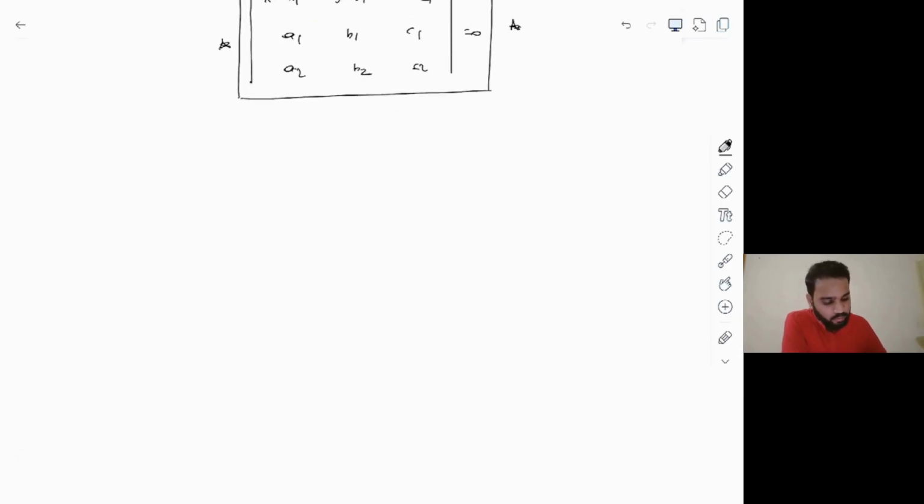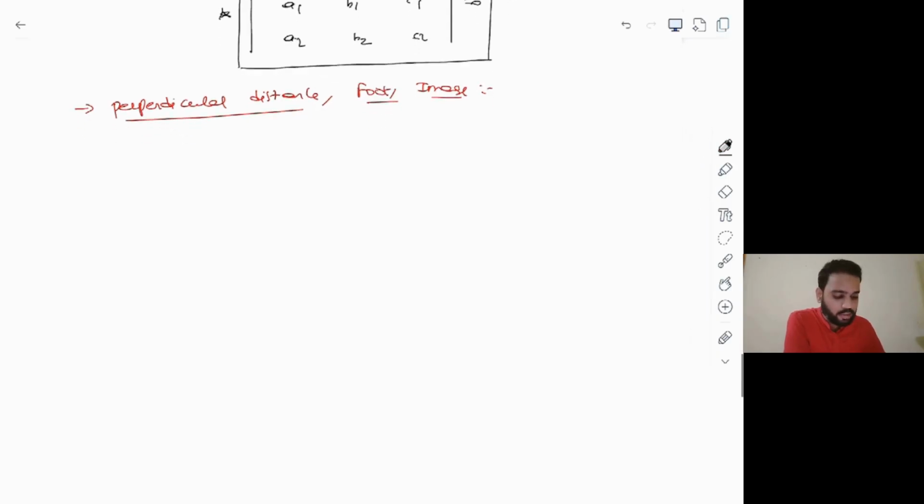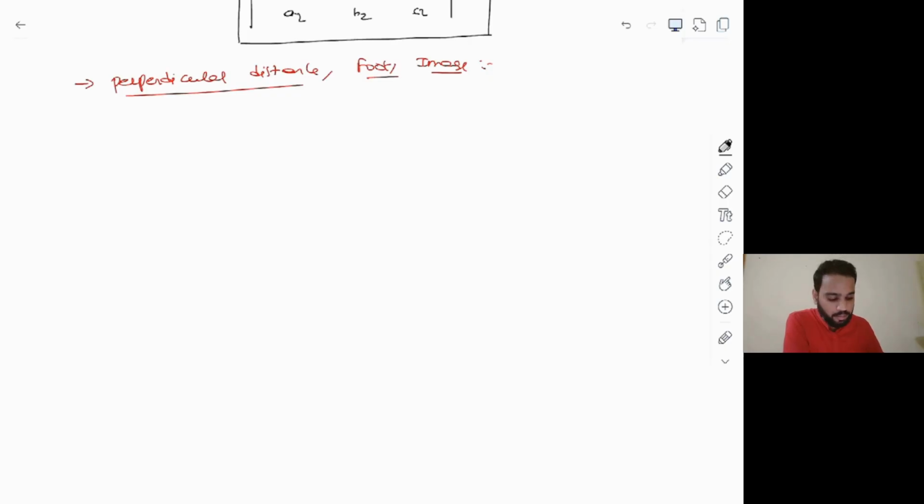I think you know this one. Many of you will know this one already. That is perpendicular distance, foot, and image of a point with respect to a plane. Okay, so let us discuss all formulas and concepts related to all these at a time.